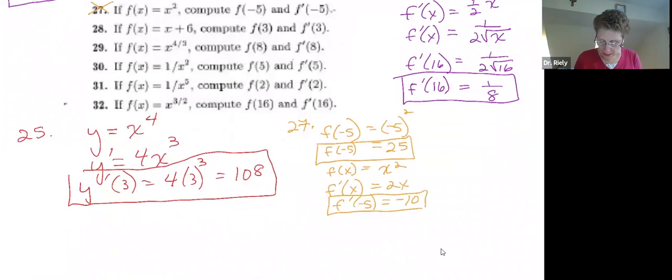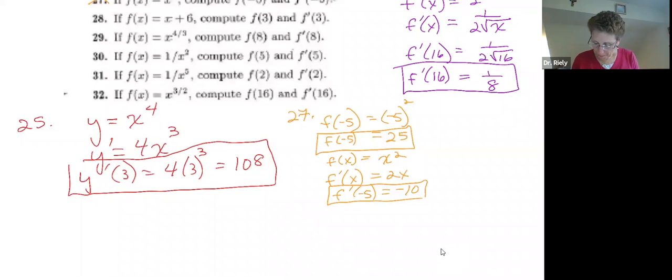Okay, I'm going to slide a little bit down. And let's look at 29. Same idea. And 31 is going to be the same also. Notice that for 29, this does not have a prime. So that's just your y value. This has a prime. That's a slope evaluated where x is 8.